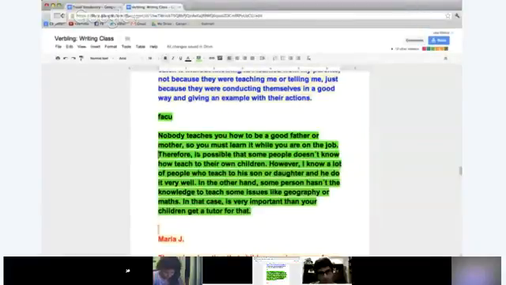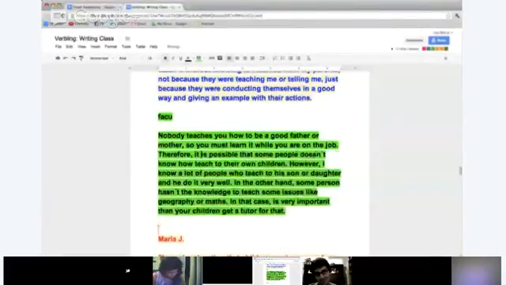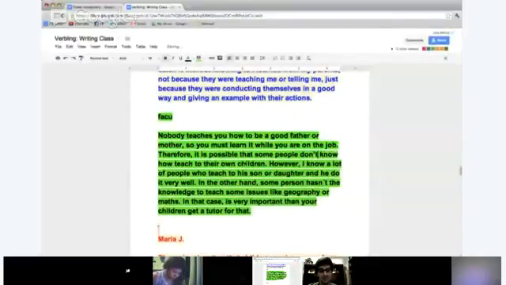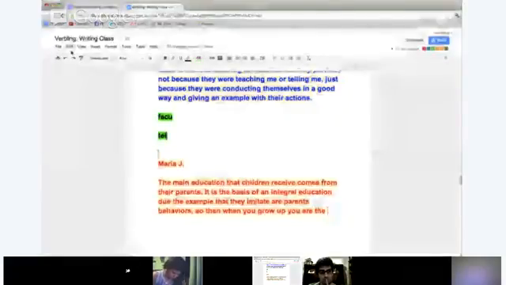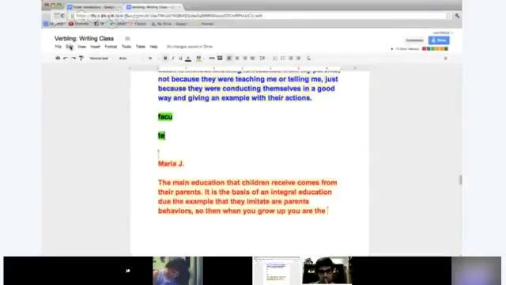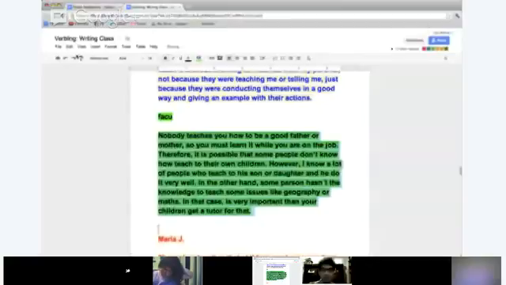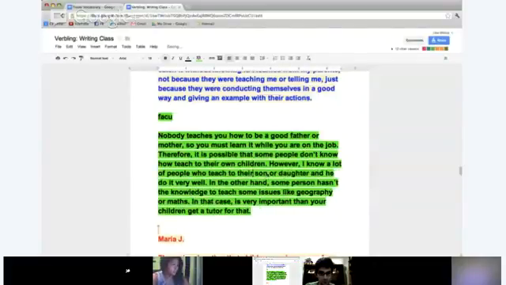Okay, therefore, it is possible that some people don't know how to teach their own children. However, I know a lot of people who teach, I would say, their sons or daughters. You do it by instinct. Yes. Daughters. Right, you do it by instinct. And they do it very well.